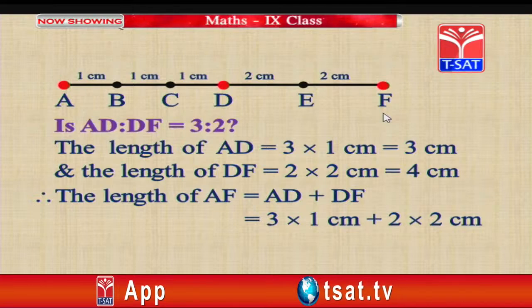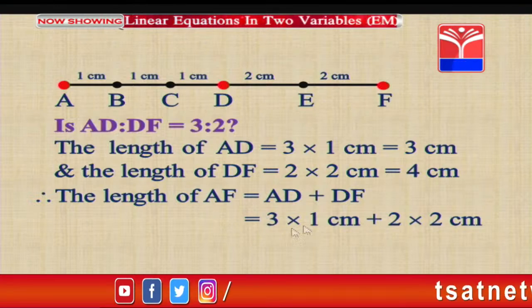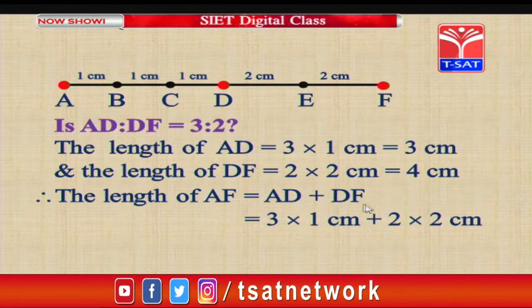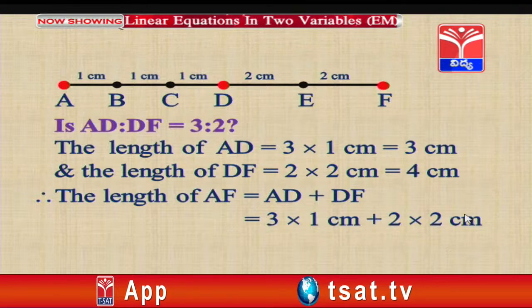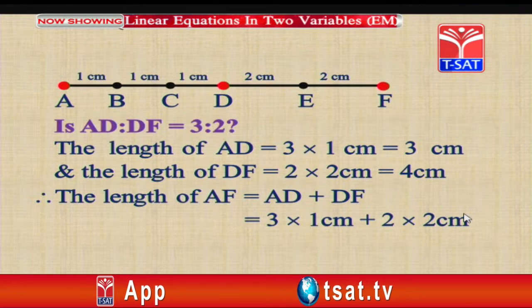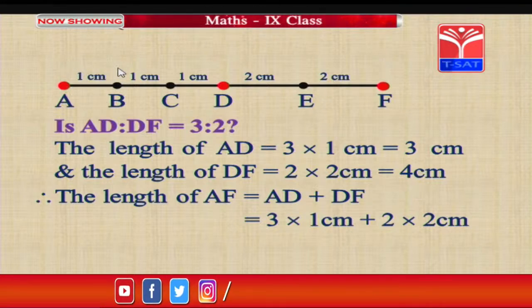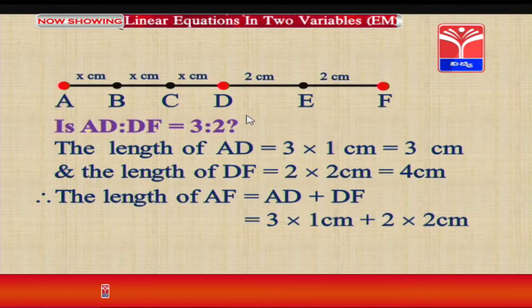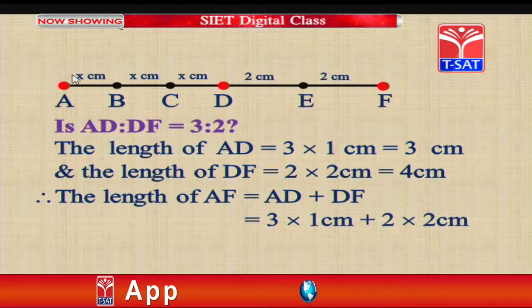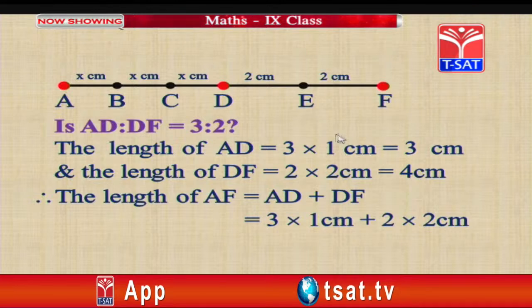So, that means whatever you are going to find is the number of parts, here 3, into the length of each and every part, and when you come to DF, it is equal to the number of parts into the length of each part. Suppose there is a change, instead of 1 centimeter here, if I say it is x, and the next one is also x, and the next one also x, that means instead of 1 centimeter, if I am taking it as x centimeters, what could be the changes here?